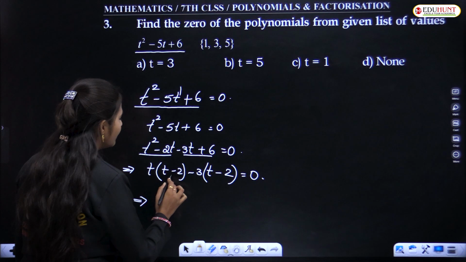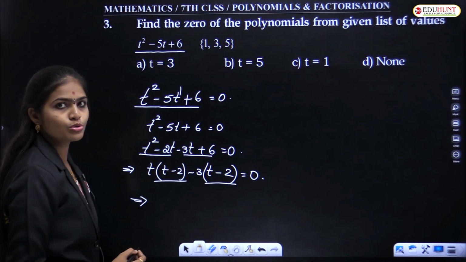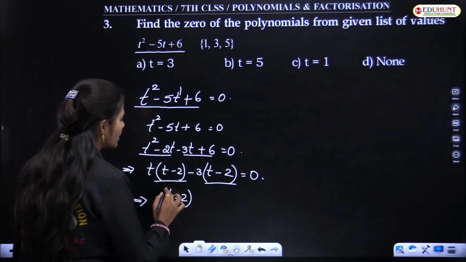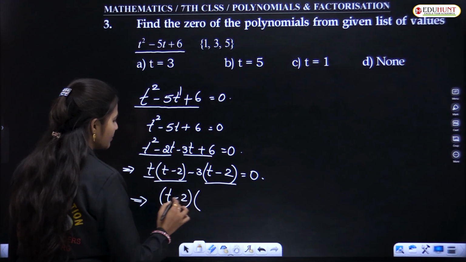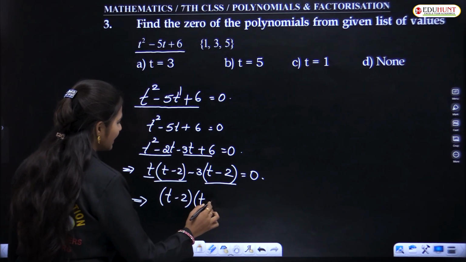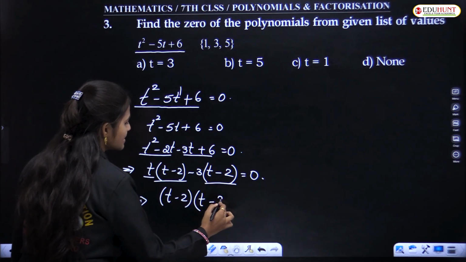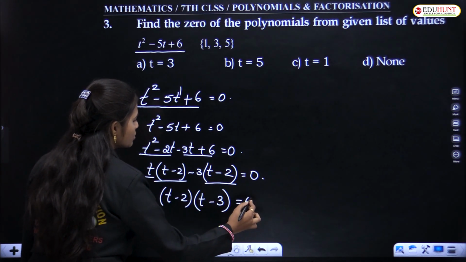So from this one, again we can observe that t minus 2 is a common term in those two terms. So here take t minus 2 as common. Now from the first one, the leftover is t, and from the next expression, that is minus 3, which is equal to 0.